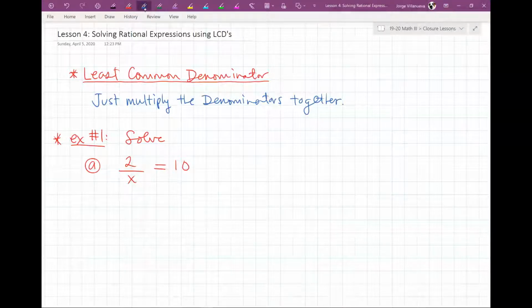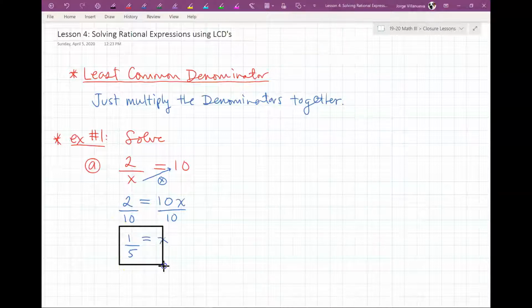Now the way we do that, since x is in the denominator here, right, it's dividing 2, we're going to want to multiply it. So we're going to send it this way by multiplication. So this becomes 2 equal to 10 times x, which is 10x. Now to get x by itself, we're going to want to divide by 10. So x is going to be equal to 1/5, and that's your answer for that problem.